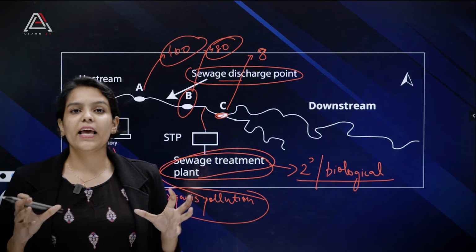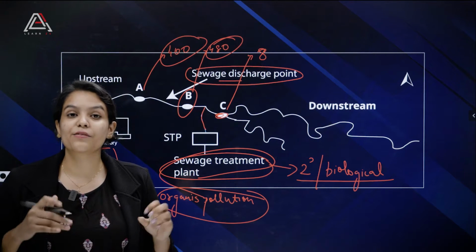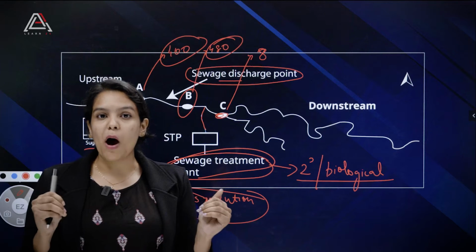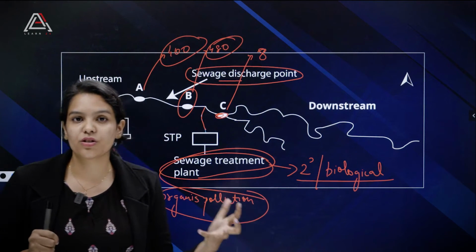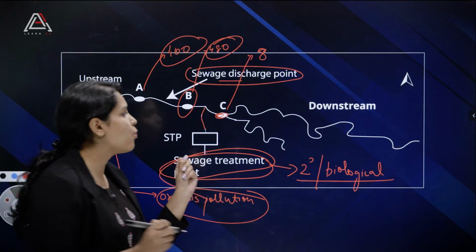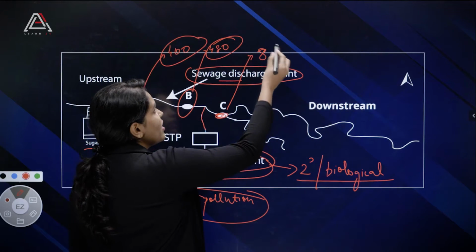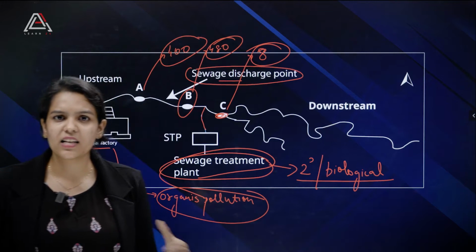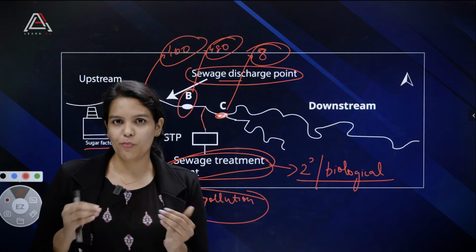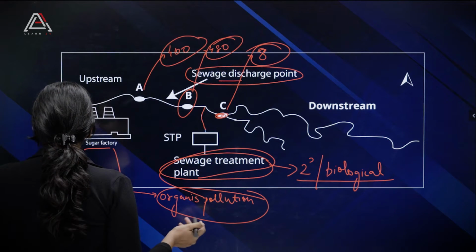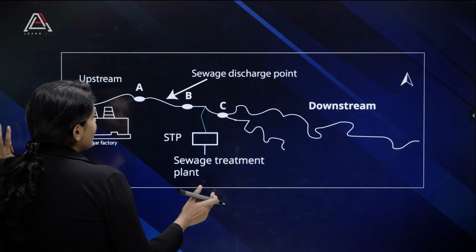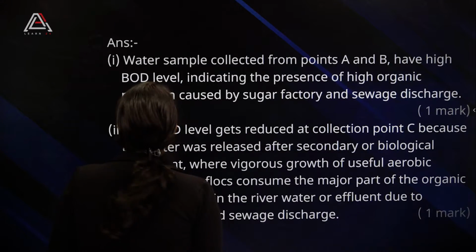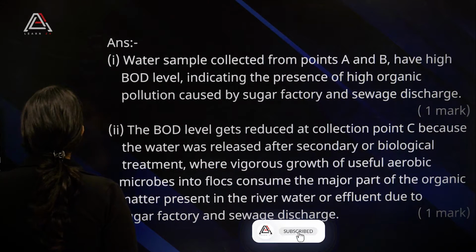Basically an aerobic microbe will be released and it will form a flock, and it will reduce the amount of organic pollution. Okay, and that is the reason why at point C the BOD level is low. So you can explain that in your answer in points. Let's just see the answer and see whether what I have mentioned is present in the answer or not.